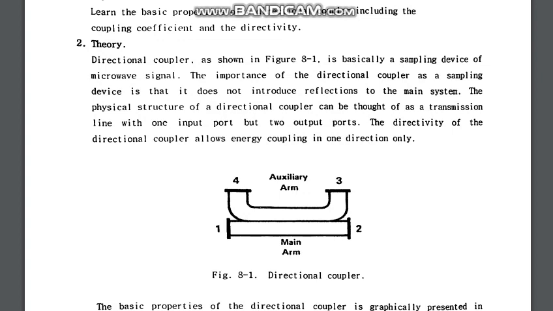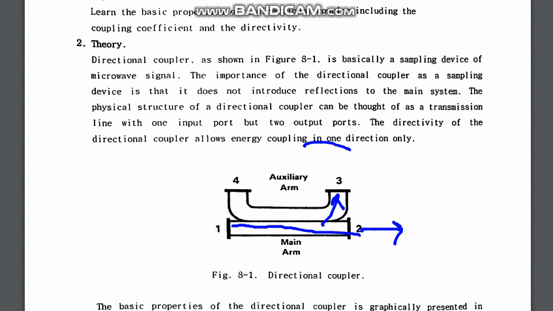The physical structure of a directional coupler can be thought of as a transmission line with one input port but two output ports. You can imagine that it's one kind of waveguide. It's one input port and two output ports in the two-sided directional coupler that has been given here. So the directivity of the directional coupler allows the energy coupling in one direction only. The directivity shows how much power goes through to the main arm.